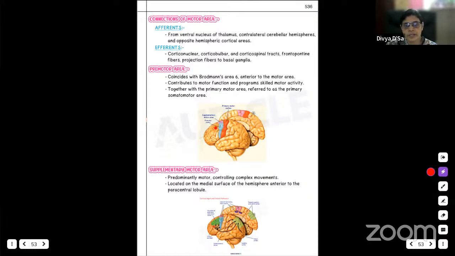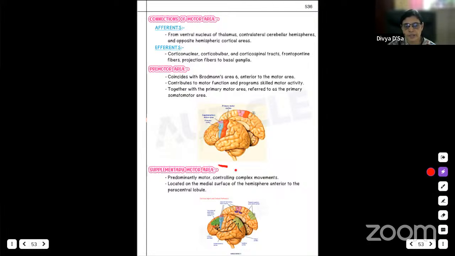Then there is the premotor area. The premotor area is area number 6. Area number 6 is situated anterior to the motor area. It contributes to the motor function by coordinating it, so it brings about skilled motor activity. Together with the primary motor area, we call it the somatomotor area.